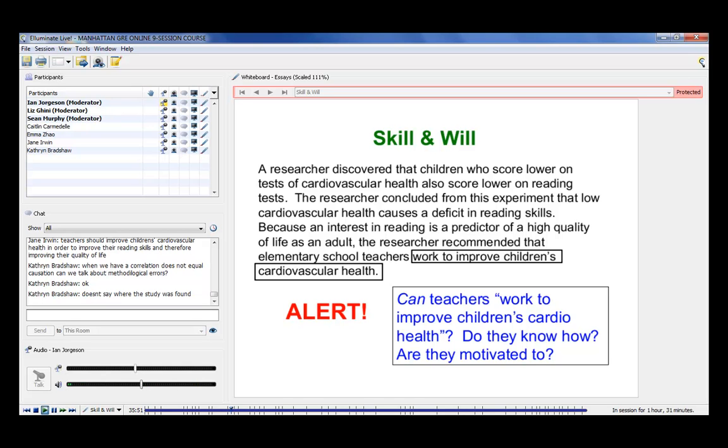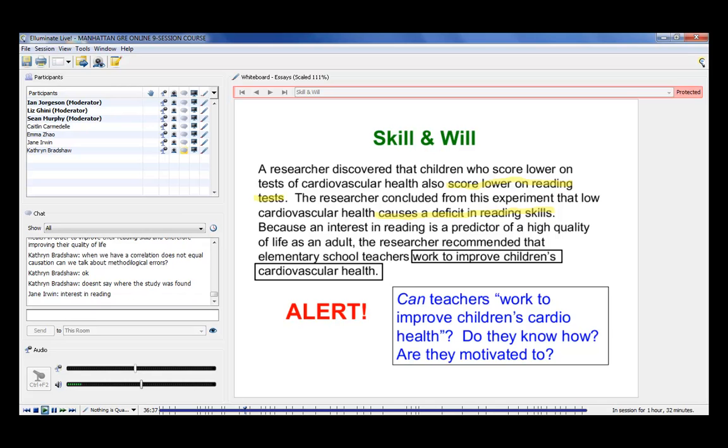I think there's one more big one. Okay, so we don't know where the study was found. I'd agree with that. Bigger than that, though. Always look for places where the words change. In one of the premises, they talk about scoring lower on reading tests. They also talk about causing a deficit in reading skills. But what else do they say in the very next premise? Is interest in reading the same thing as reading skills? And so that's an assumption being made, that an interest in reading is the same thing as a reading skill. Right? And without them telling us that, we've got a problem.